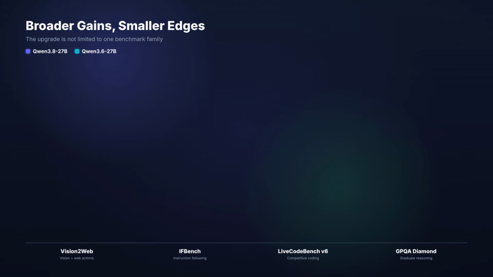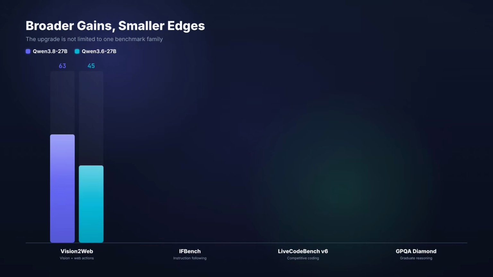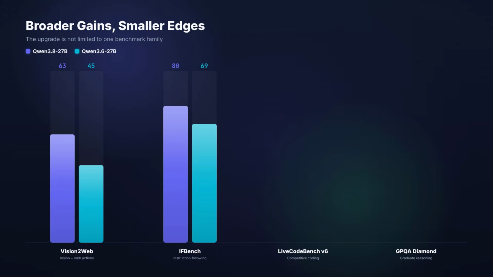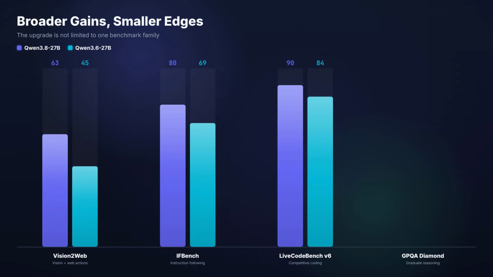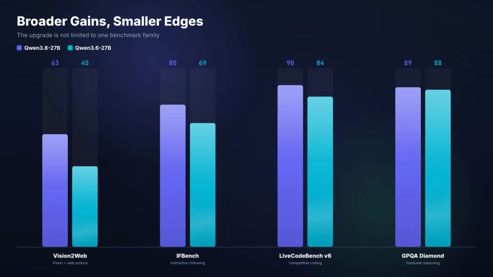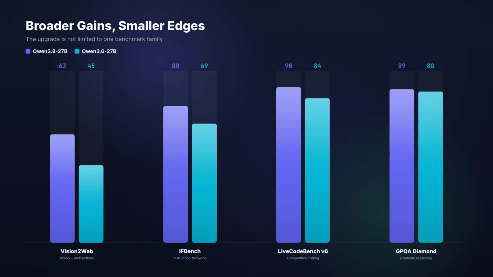Computer use is the other major jump, as OS World Verified rises by 20.4 points. Web Arena Verified gains 16 points, and Vision to Web gains 17.9. Those results do not guarantee an identical gain in every local agent stack, though they make Qwen 3.8 the more compelling capability bet for browser and desktop workflows.